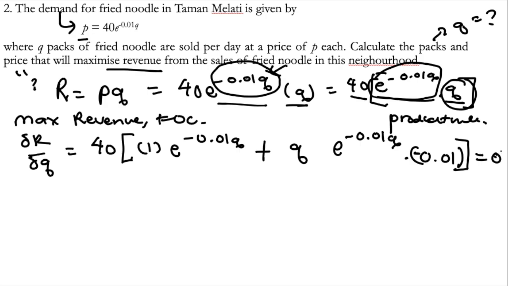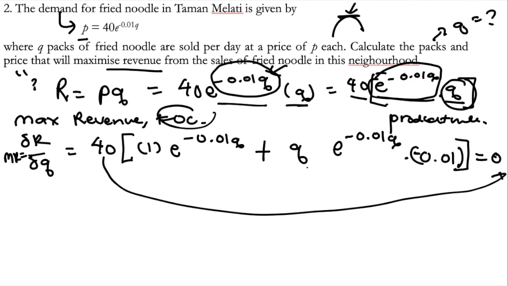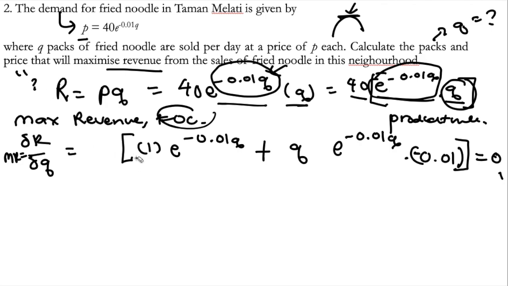Equate it to 0. Why? Because it is FOC, revenue at maximum point. So this is actually marginal revenue at maximum point, which is 0, slope is 0. Now we can simplify it further. Can you see here? 40 you bring to the right becomes 0, isn't it? So we can simply erase 40. So we are left with the one in the square bracket.